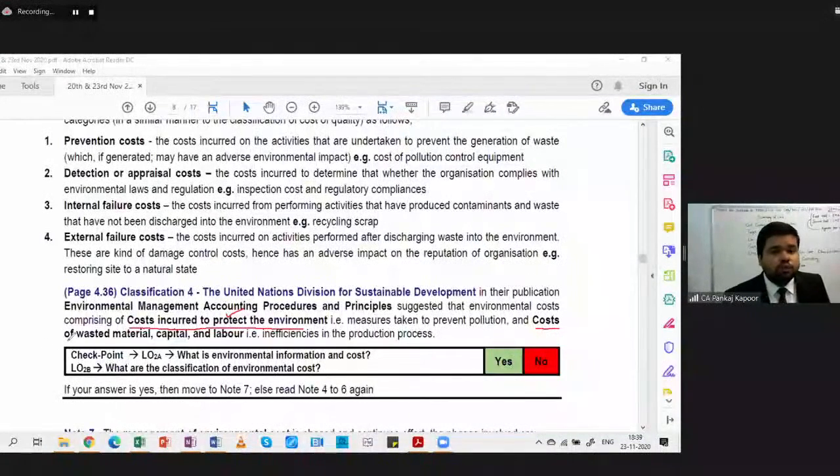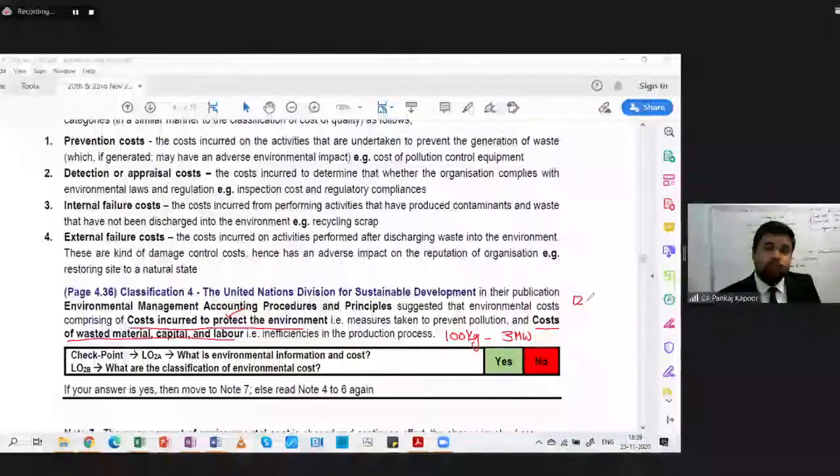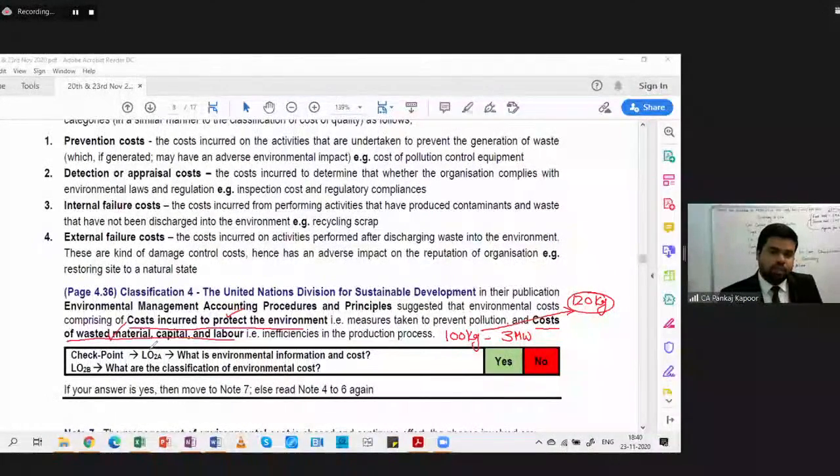What is the second category? The cost of the wasted material, capital and labor. You might remember we took an example that with the help of 100 kg of coal, we can produce 3 megawatts of electricity. But instead of 100 kg of coal, if we use 120 kg of coal, the 20 kg extra coal which we consumed is a kind of waste. It means we are not efficient.